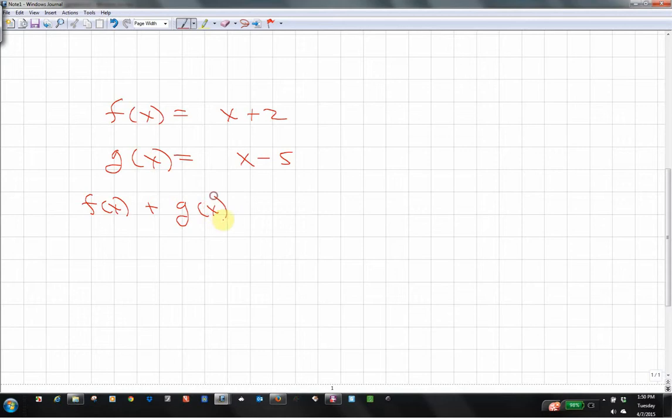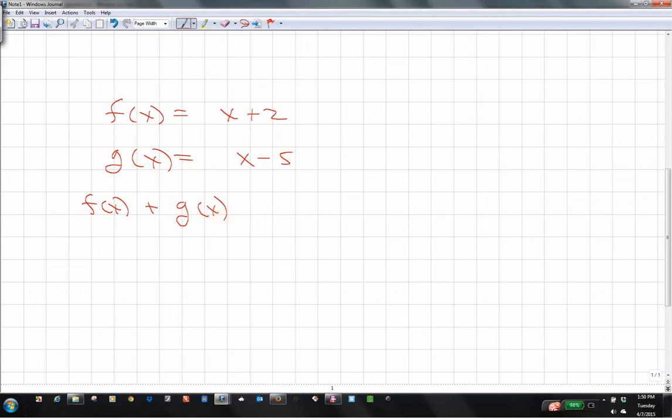If I say function f, which has a variable of x, is equal to x plus 2, and I say function g, and it has to have the same variable, is equal to x minus 5. And I say evaluate f of x plus g of x, and I write it like that.